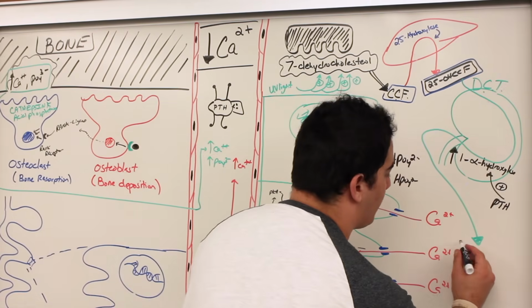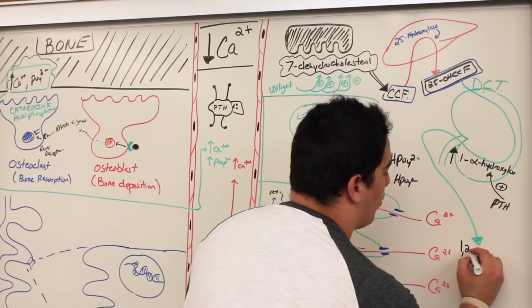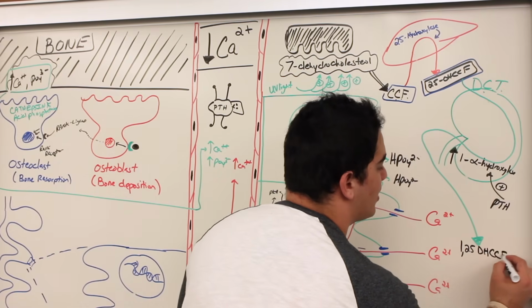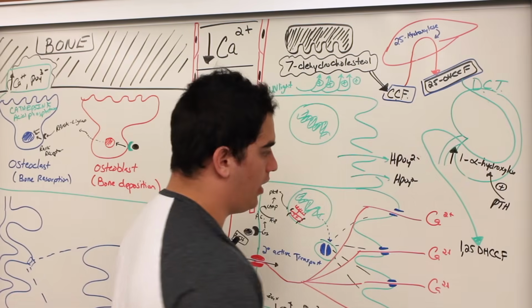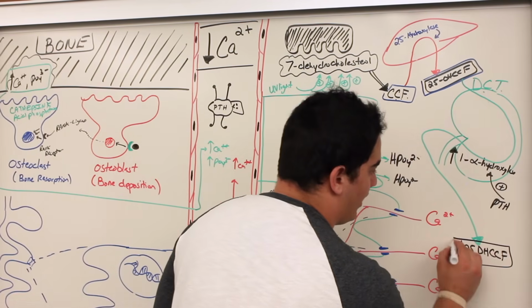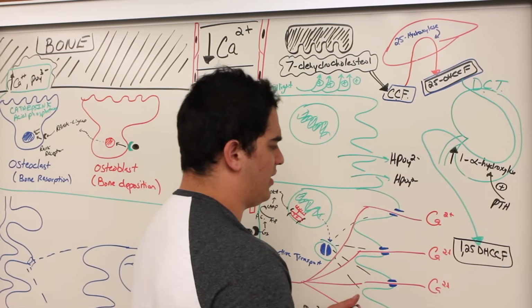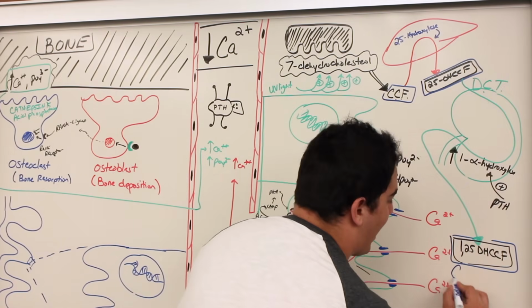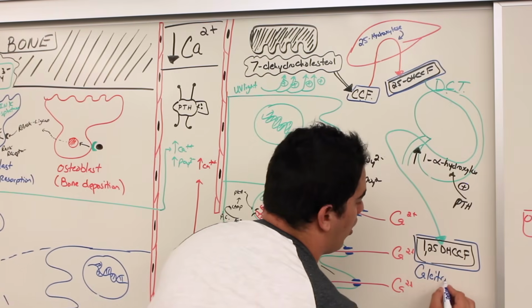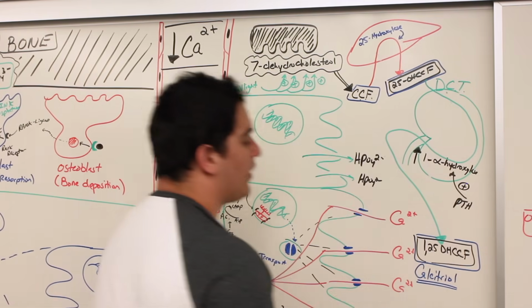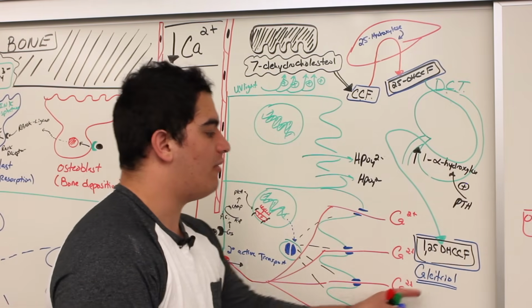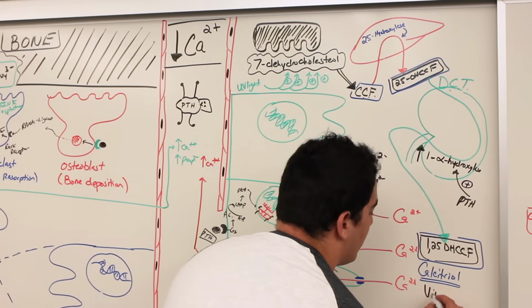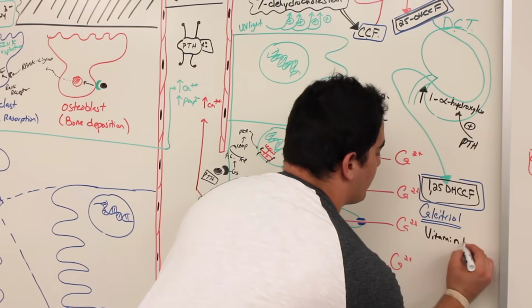Now we call it 1,25-dihydroxycholecalciferol. Holy frick, right? That's a lot, right? But there's another name that you can actually call it instead of that, which makes it a lot easier. This is actually called calcitriol. Calcitriol. This is the active form of vitamin D. So what is this guy right here? This is the active form of vitamin D.